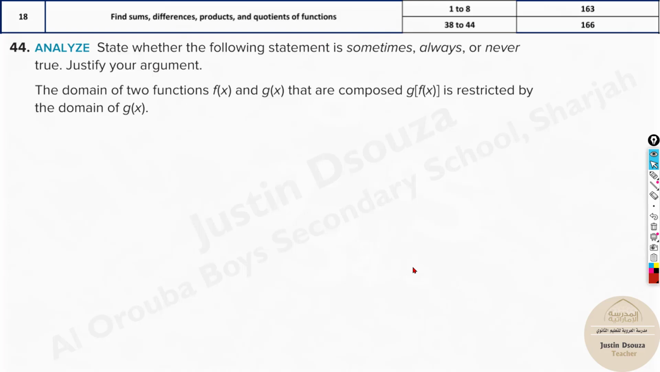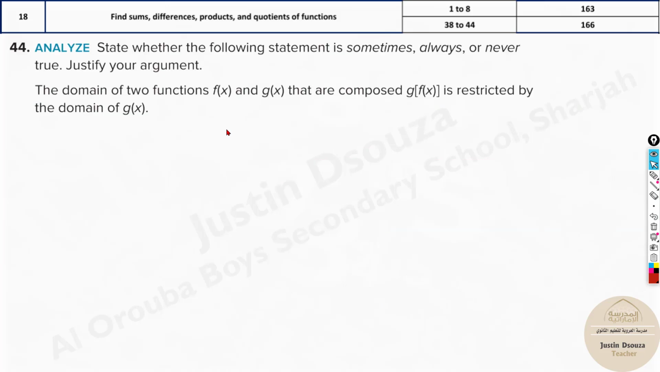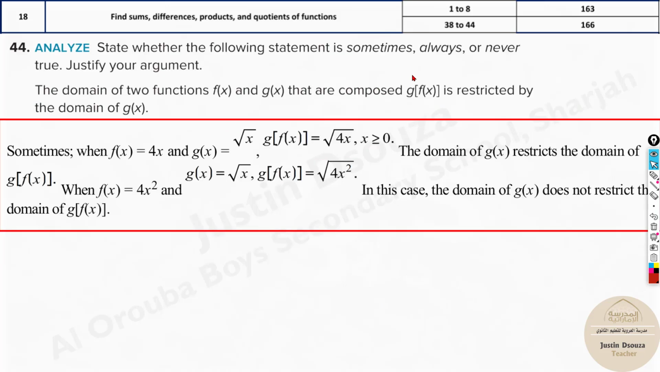So we are in the last problem here. We need to state whether the following statement is always or never true. Justify your argument. The domain of the composition of two functions f of x and g of x, g of f of x, is restricted by the domain of g of x. Okay, I don't think so. See, we just now saw some problems, right? Over here, the domain sometimes is not restricted, sometimes it is.